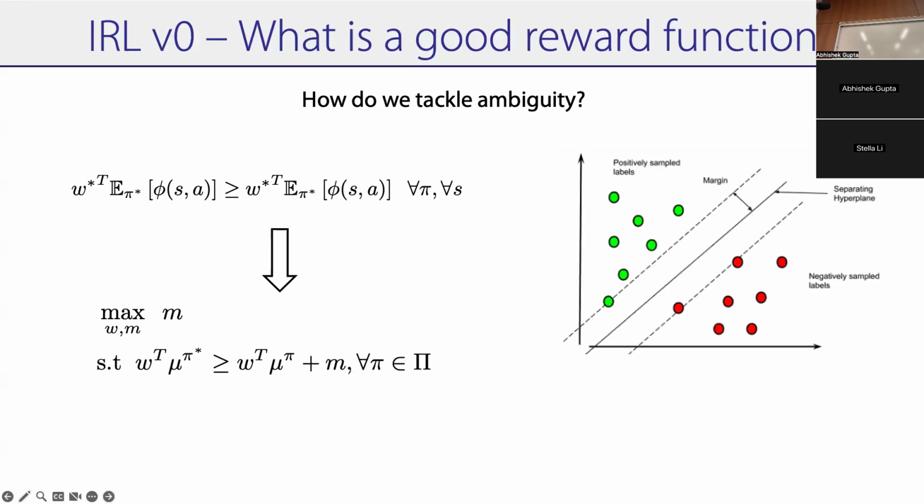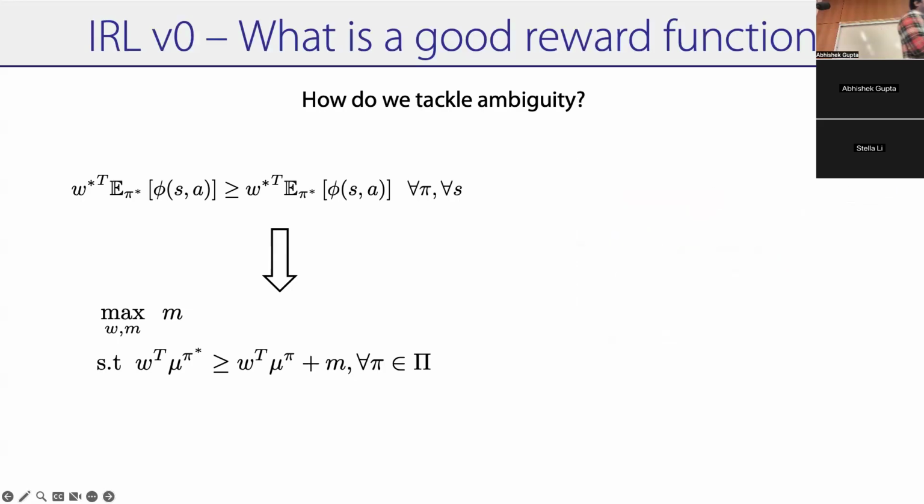And we're going to treat it just like an SVM. You're going to have some positive labels and some negative labels. In this case, it's expert and non-expert, and you're trying to classify between expert and non-expert. The classifier, in our case, is the reward weights, right? You want the W's that maximize the difference between the expert and the non-expert for all policies. Does it make sense?